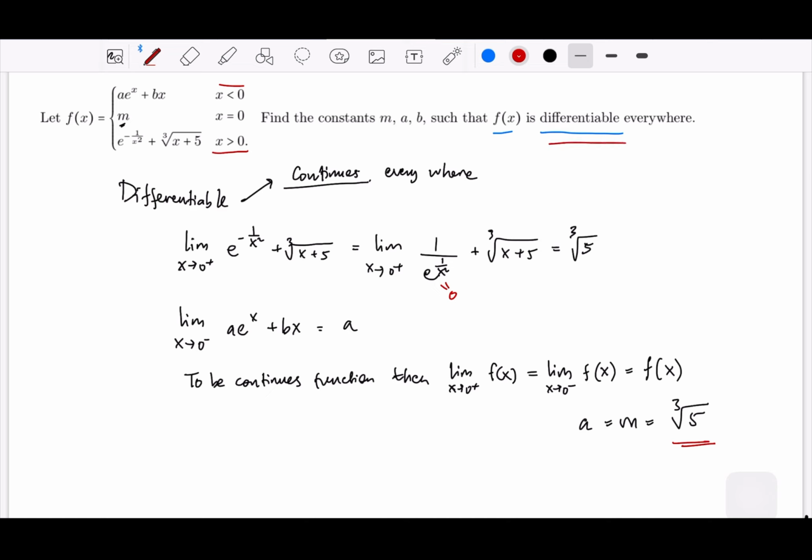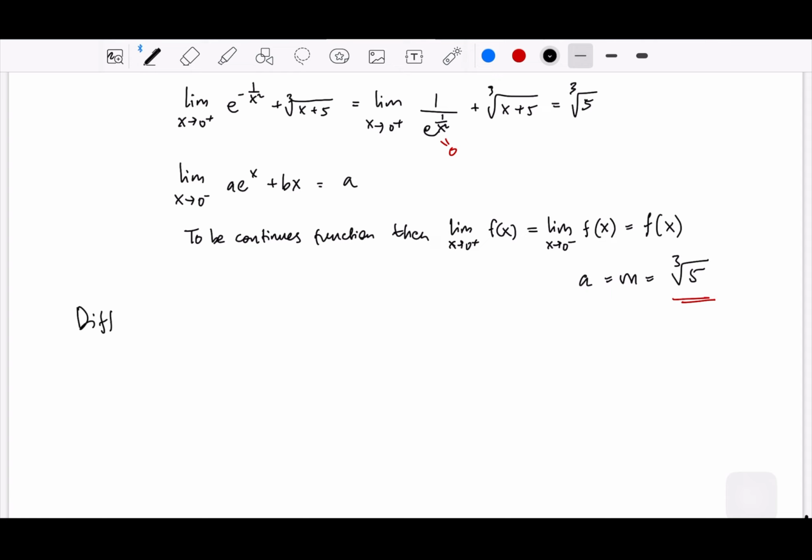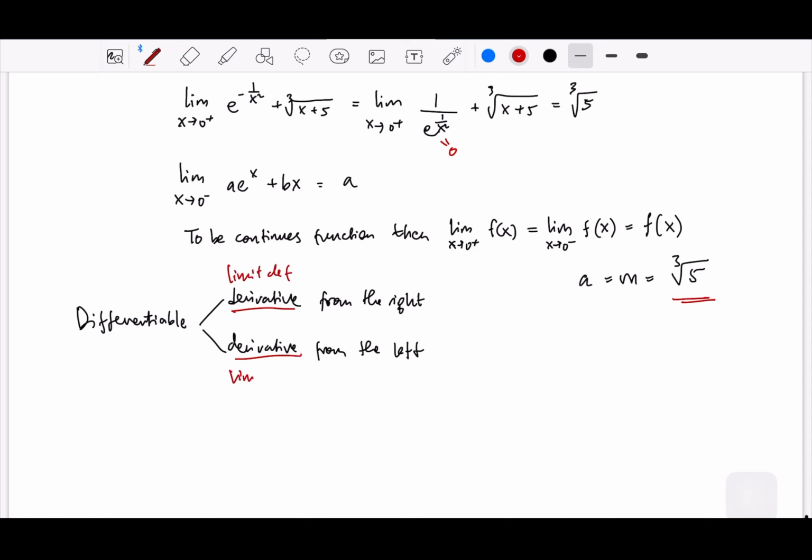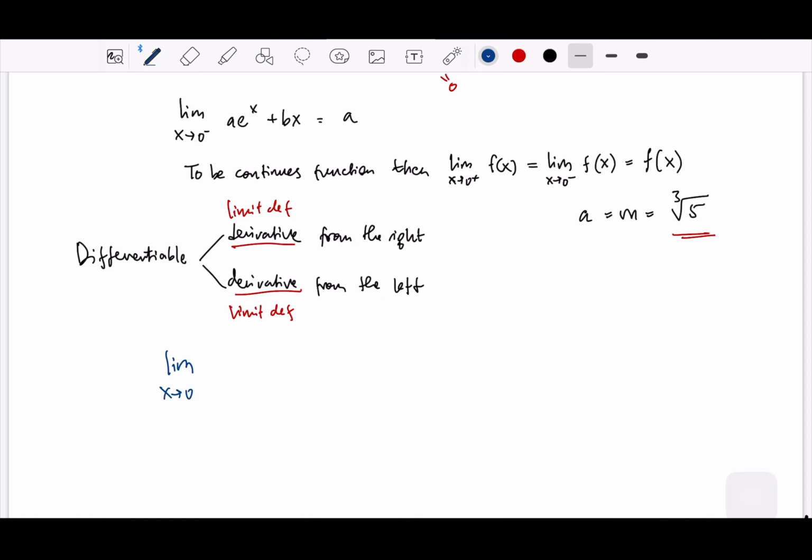Okay, and again, it's differentiable everywhere. We need to know that differentiable also means that it has a derivative from the right and a derivative from the left. Of course, this means that this derivative is by the limit definition, okay? So let's take the limit. Let's take these definitions, because I think it's easier to follow rather than the h one, right?